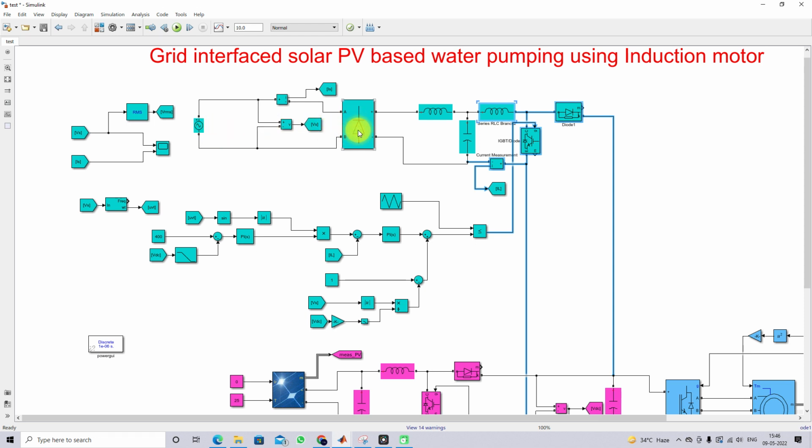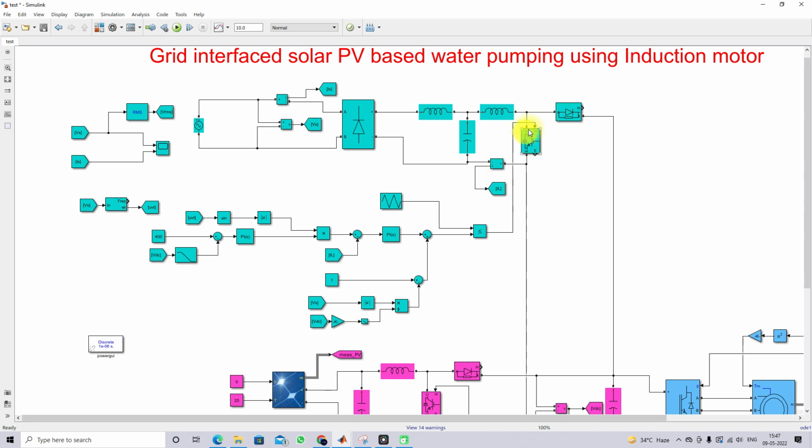Because we are using a diode rectifier here, what will happen to the source current? The source current will not be sinusoidal because the diode rectifier will act as a non-linear load. So in order to improve the source power factor and make the source current sinusoidal, we have used the power factor correction converter.